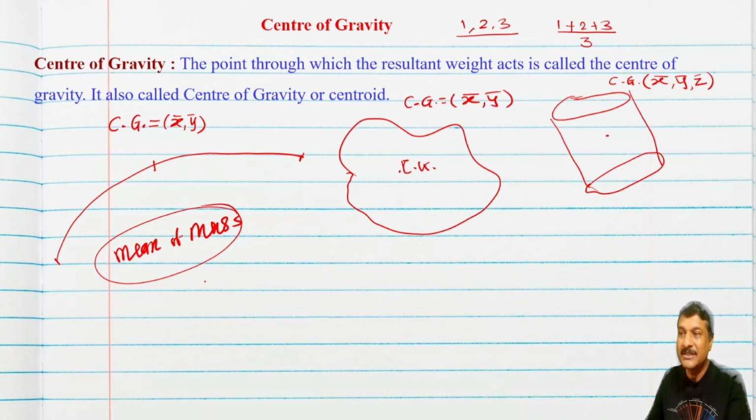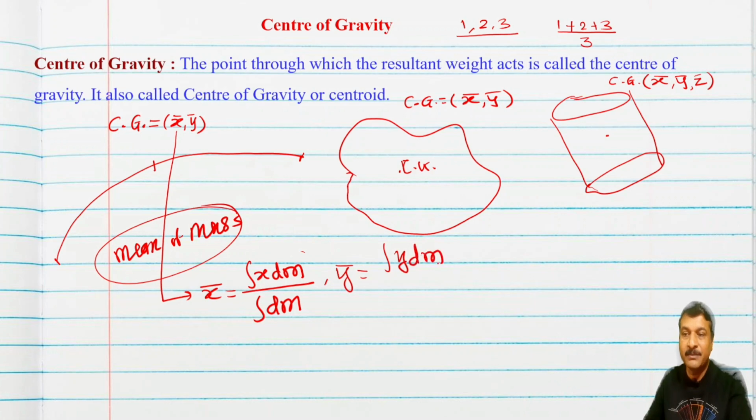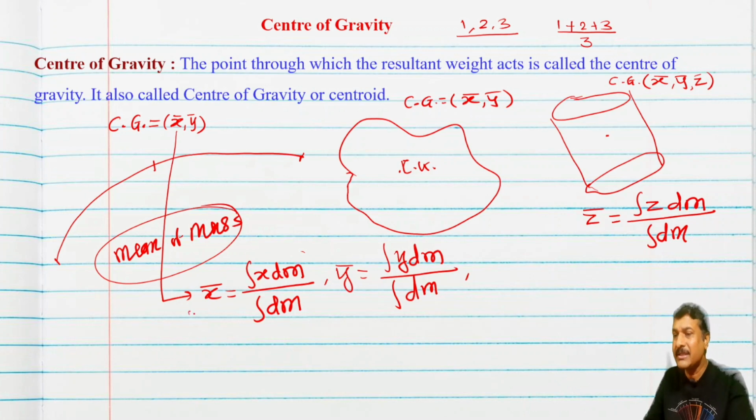Mean of mass means, if we want to find x bar, then it is with respect to x: mean of mass upon integration of dm. Note that dm is mass, we are taking the summation divided by this one. So x bar equals integration x dm upon integration dm. Similarly, if I want to find y bar, it is integration of y dm upon integration of dm. And if I want to extend to z, it will be integration of z dm upon integration of dm. So it is very simple to remember.